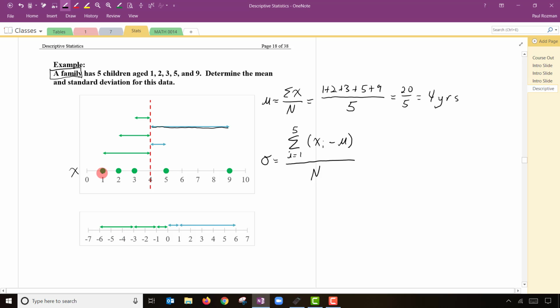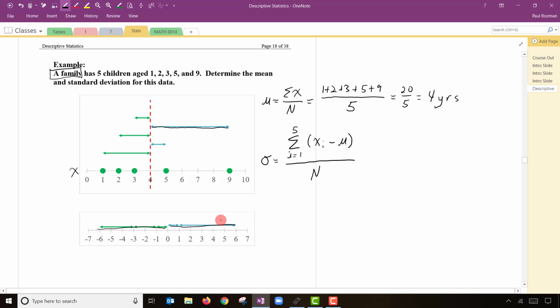The 1-year-old was 3 units below the mean. So if I calculate that distance, I get -3, and this one is -2, and this one is -1. And I plotted those distances here. And then the positive ones, I have the 5-year-old is positive, and the 9-year-old distance is positive. Well, if I add all those distances together, the length of the green equals the length of the blue, and the green is negative and the blue is positive, so they'd cancel out and I get 0.